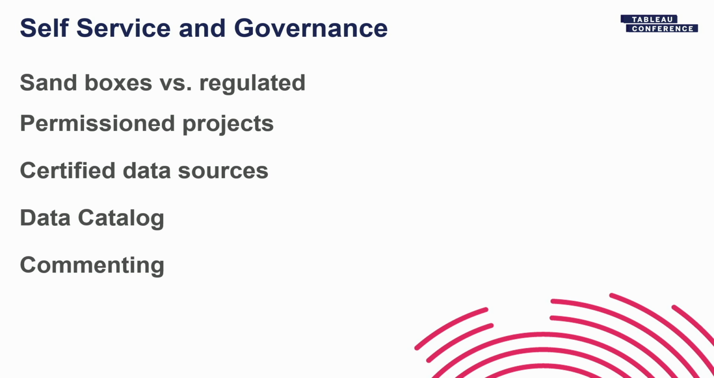Catalog is a new feature in Tableau that allows you to see where the data came from, all the workbooks that are using the data source, as well as all the workbooks using particular fields of the data source, as well as all usage patterns of the data source.